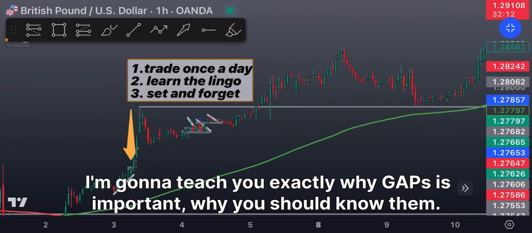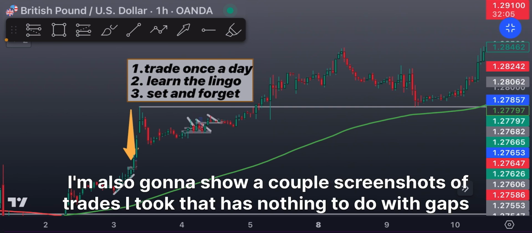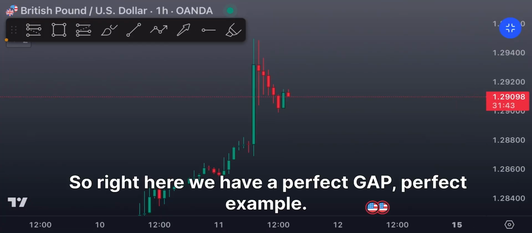I'm gonna teach you exactly why gaps are important and why you should know them. I'm also gonna show a couple screenshots of trades I took that have nothing to do with gaps. So right here, we have a perfect gap, a perfect example.